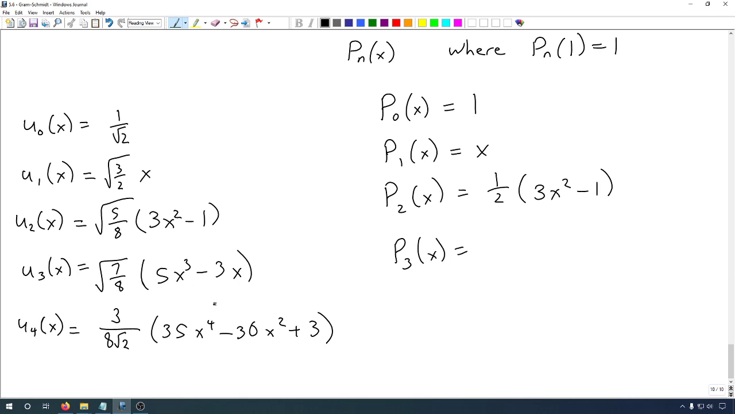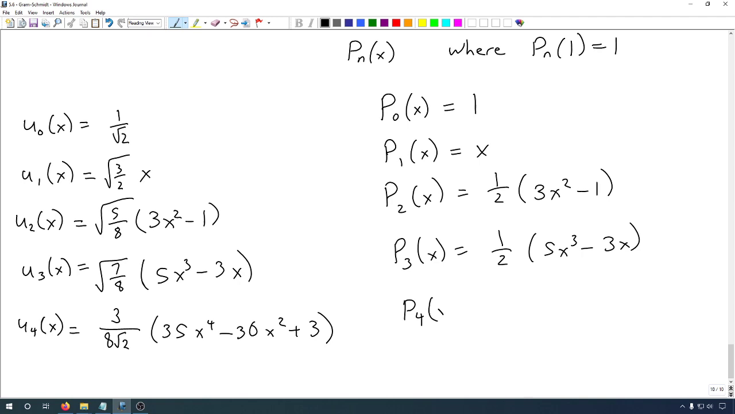Do the same thing with p3. We plug in 1 here, we get 5 minus 3 inside here, so that's 2. So we need to divide this by 2 times the square root. Of course, that cancels out the square root, but again, we have to divide by that 2. So again, we have a cubic polynomial where if we plug in 1, we get 1, and it's orthogonal to the ones that we had before. In fact, it's orthogonal to every quadratic polynomial.